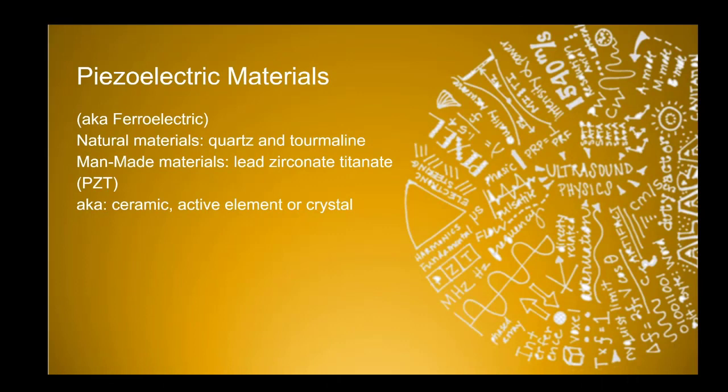And we can find those naturally in the environment, quartz and tourmaline. Now, man-made materials can also be piezoelectric, and the one that we use for ultrasound is called lead zirconate titanate material. That's abbreviated down to PZT, from the chemical symbol for lead being P, zirconate for the Z, and then the titanate gets the T. So PZT is what you'll often hear our crystals called, PZT crystals, PZT material. They also are called the ceramic, the active element, or crystals.